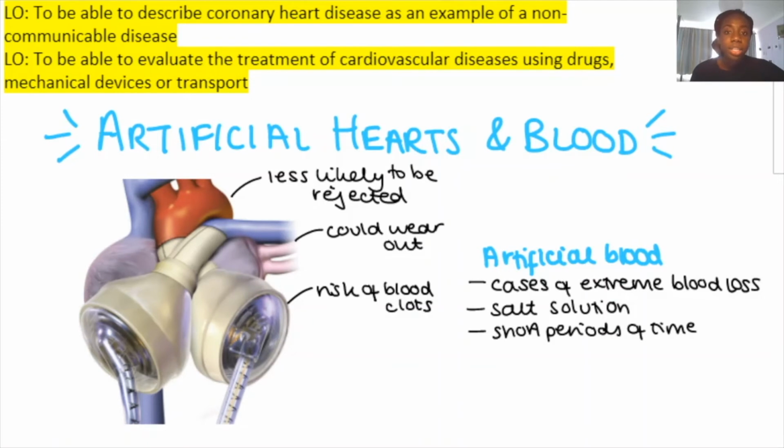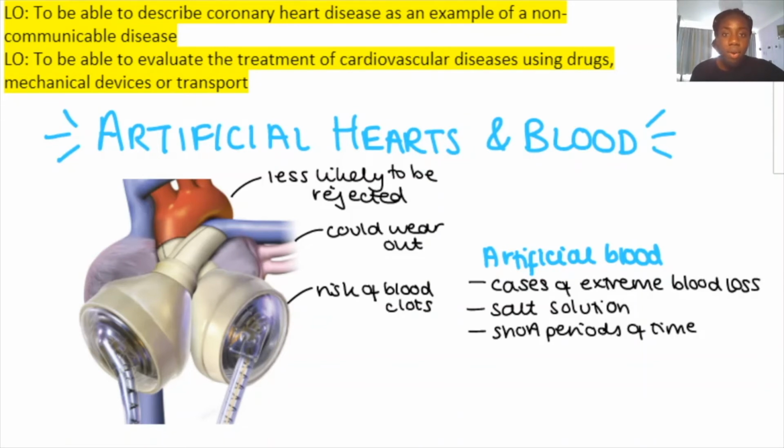Moving on to artificial blood, this is really only used in cases of extreme blood loss, for example in a major trauma, and it's essentially a salt solution which carries out oxygen and carbon dioxide transport. So if someone's lost a lot of their red blood cells, this allows these key examples of transport to take place while their body can produce new red blood cells. However, this is only a very short-term solution.